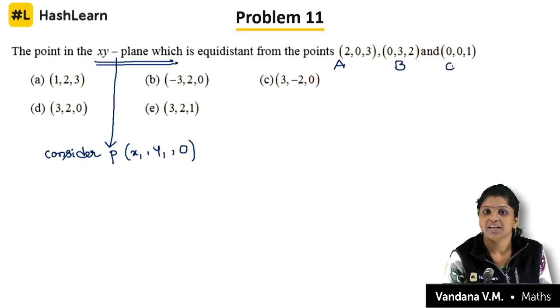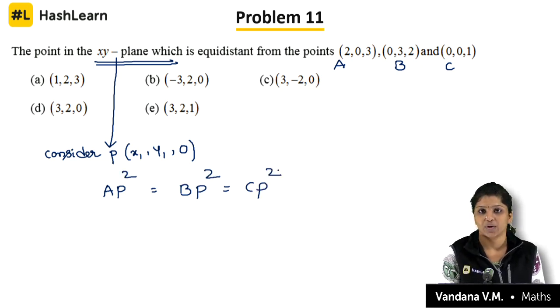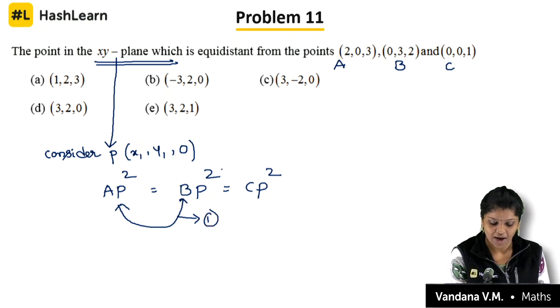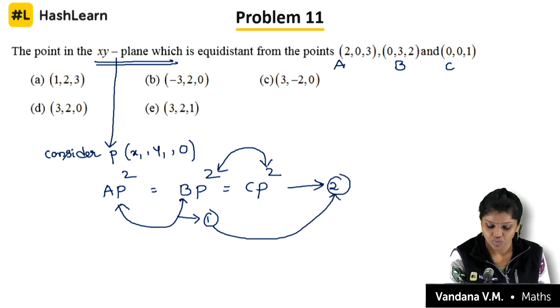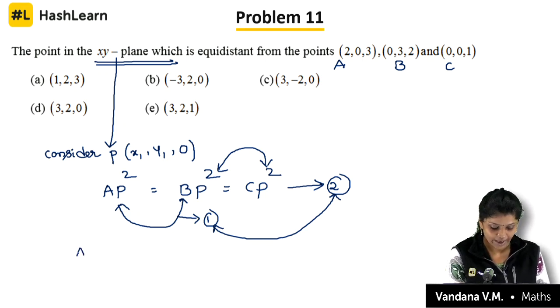Equidistant means the distance AP is equal to BP is equal to CP. Root will come, so I'll take the square also. However you want, you can. If you equate these two first, you will get one equation. Afterwards, you equate the other two, you will get equation number 2. If you solve 1 and 2, then I'll get the coordinate points. Clear? So find out AP.